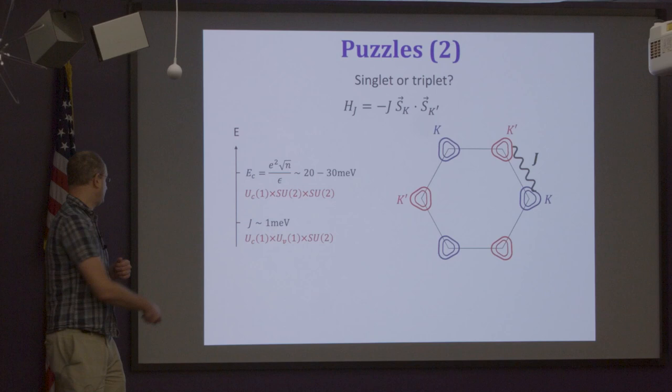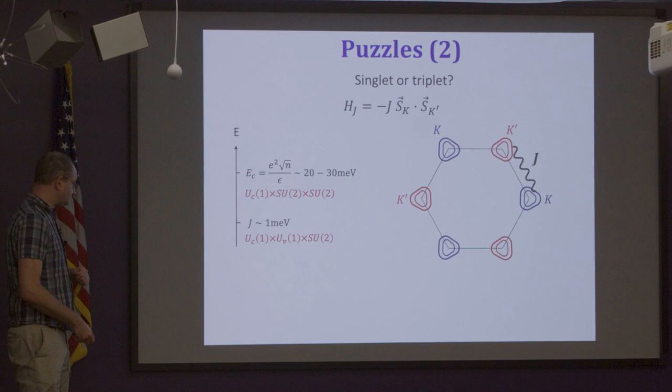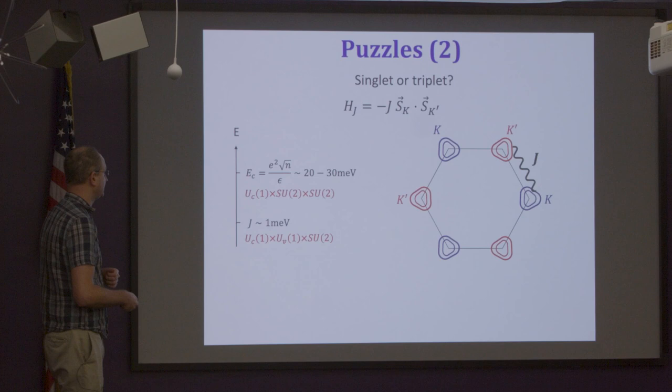And in fact, the U1 valley is not really U1. It's actually only C3. Ultimately there's a locking to the underlying crystal, but that's a much much smaller energy scale, and we'll ignore that completely. So what's the puzzle?